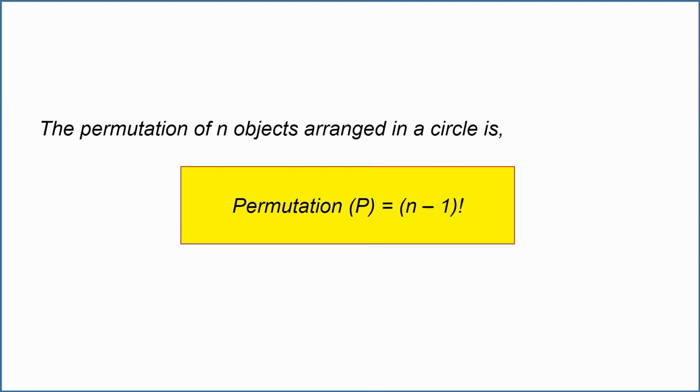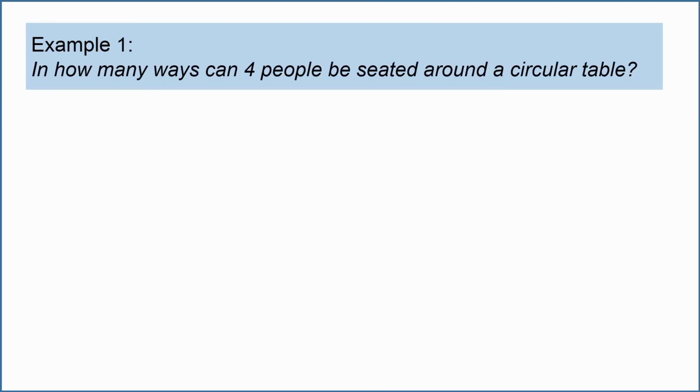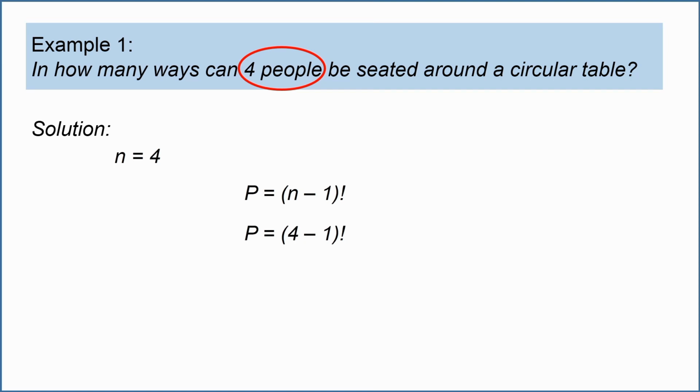Let's solve example number 1. In how many ways can 4 people be seated around a circular table? There are 4 people here, so n is 4. Substitute this value of n to the formula, we have (4 minus 1) factorial. Subtract 1 from 4, that is 3, so we have 3 factorial. We apply the fundamental counting principle and multiply 3, 2, 1. 3 times 2 times 1 is 6.